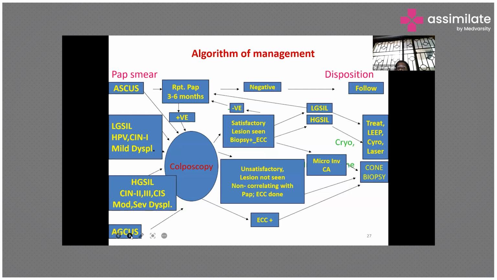Suppose the pap smear is positive, then we can go for these biopsies. If lesions are seen in the biopsies, and it is a low-grade squamous intraepithelial lesion or high-grade lesion, we can go for cryotherapy treatment, LEEP, cryo, and laser. Suppose it is a microinvasive carcinoma, instead of electrocauterization, then we can go for a cone biopsy also.